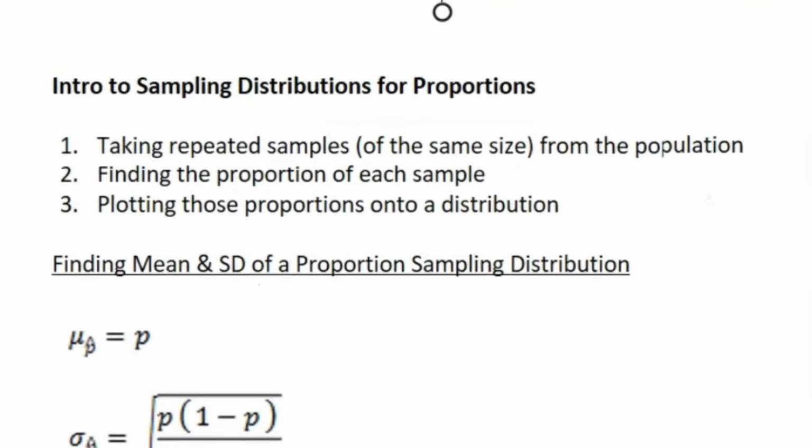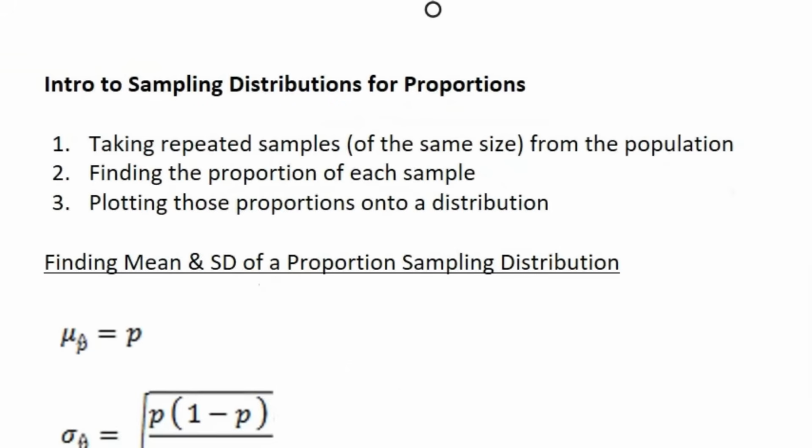So now we're going to dive into more specifics. The first is more specifically talking about proportions. Like we said before, here's a simplified version of what we're actually doing. We're going to take repeated samples of the same size from a population, then find the proportion of each sample, and then plot that information on a distribution, okay?